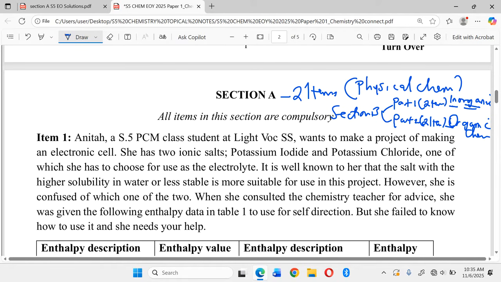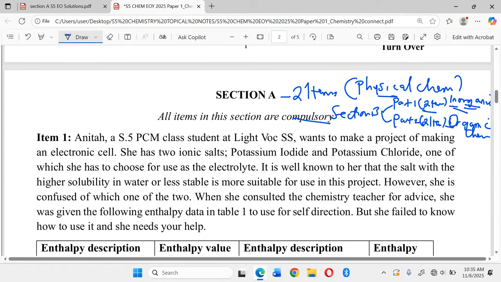So you can see the full standard paper has all the 3 branches of chemistry, having section A, which is compulsory. So section A is very compulsory, having 2 items on physical chemistry. Part 1, section B, has 2 items on inorganic chemistry, and the learner is supposed to select only 1 item. Then part 2 also has 2 items, from organic chemistry.